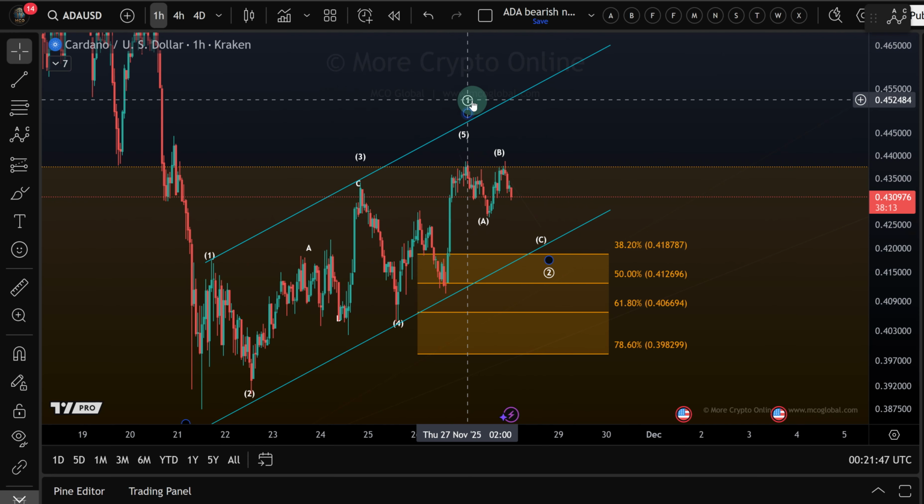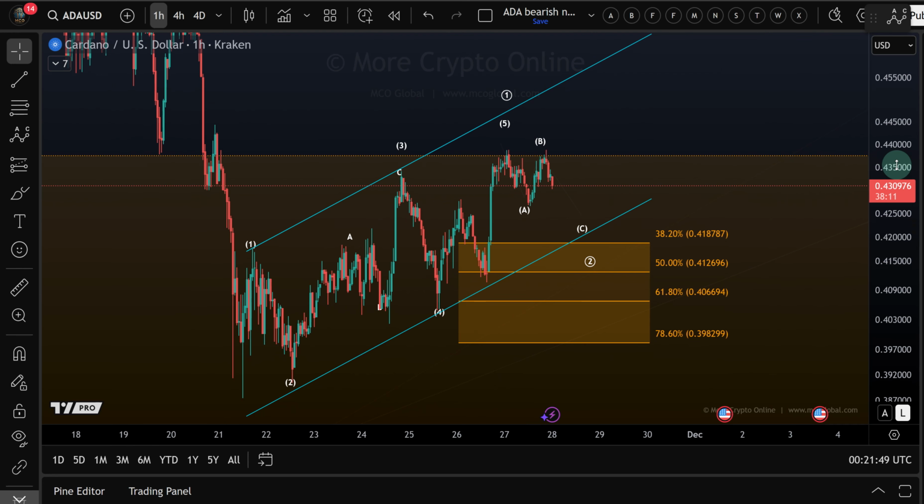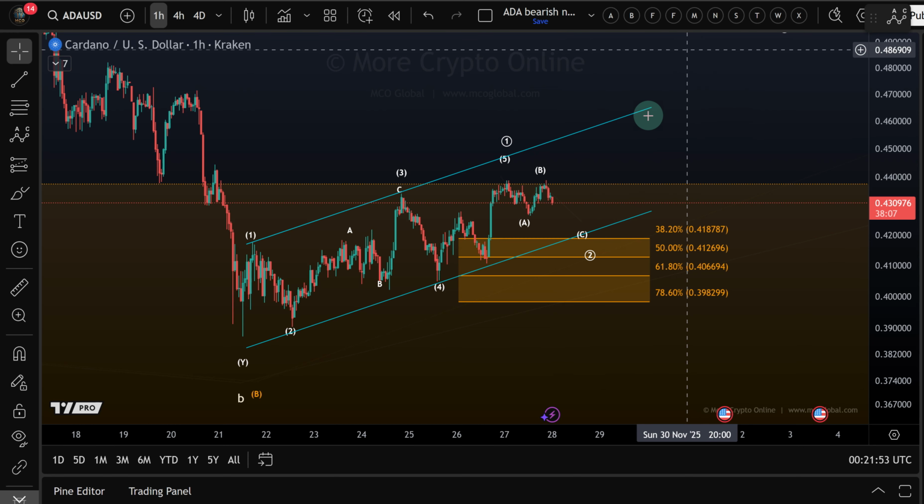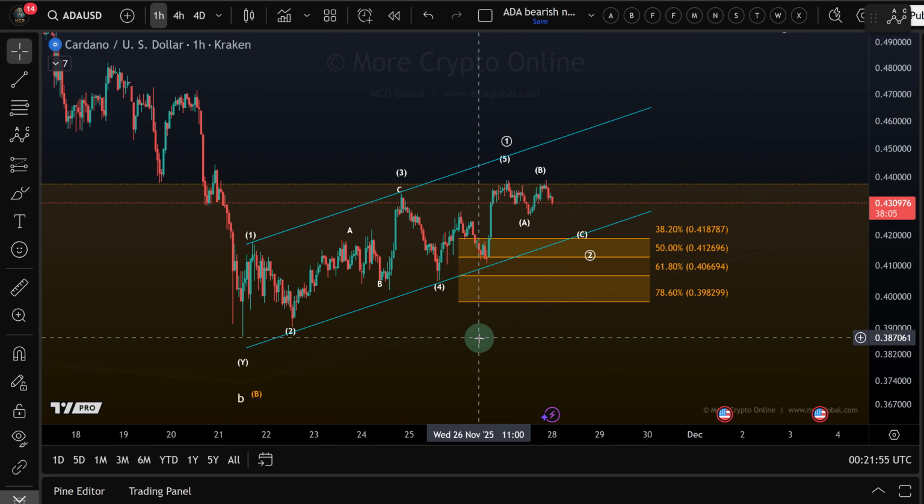I'll keep watching. But bottom line is, as long as we're holding 39.8 cents, the market has a chance to carry on, even though it's not a very strong trend. And so I don't expect too much action here over this weekend.